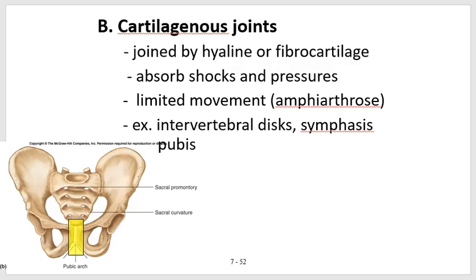Your cartilaginous joints, a lot of these are going to be amphiarthros, so they're either joined by hyaline cartilage or by fibrocartilage. And they're really good at absorbing shocks and taking pressures. They allow a little bit of movement. That's going to be like your intervertebral disc and your pubic symphysis.